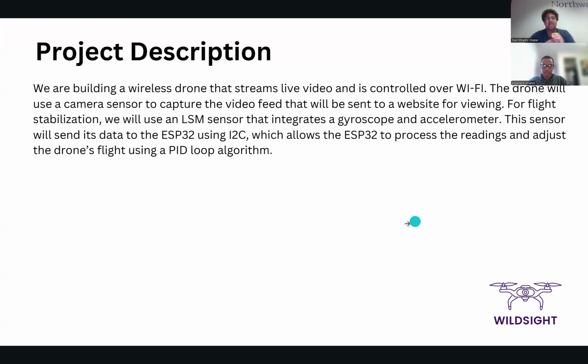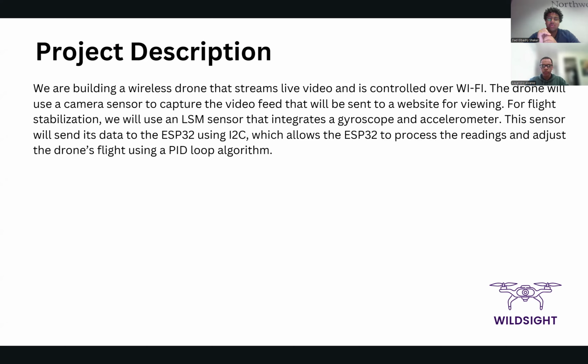So we are building a wireless drone that streams live video and is controlled over Wi-Fi. We have a Tornado server that has the flight controller where you can control the drone. The drone will use a camera sensor to capture a live feed and will send it to the website for viewing. So you will be able to control the drone from the flight controller and see the video stream that the drone is sending to it.